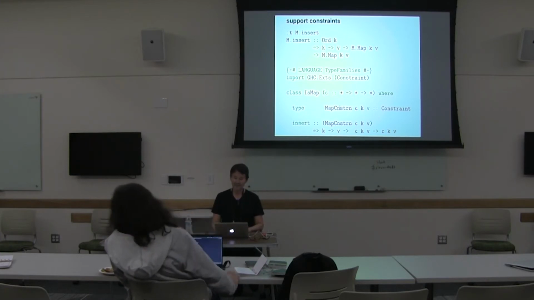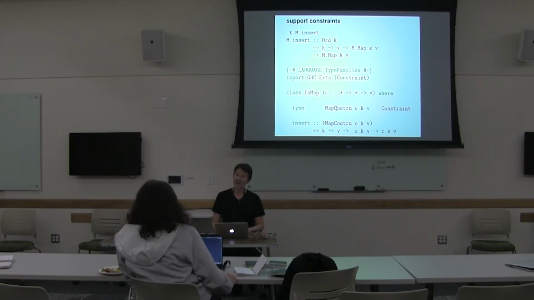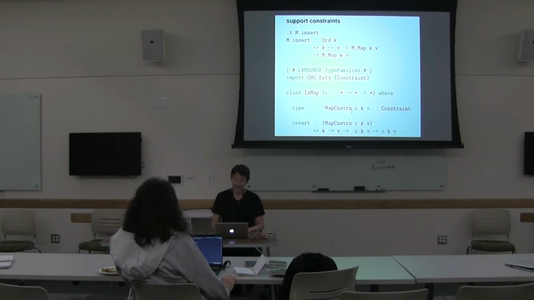So here's the type. It says the name is MapConstraint. I call it constraint. Given a C and a K and V, those three types return a constraint. So we'll see an example of that in a moment. So this is the beginnings of the foundation.